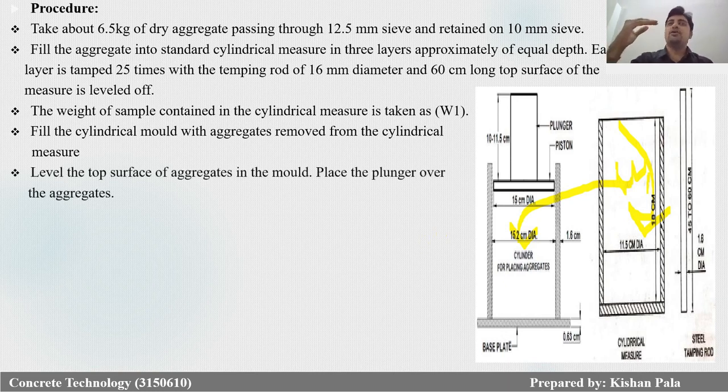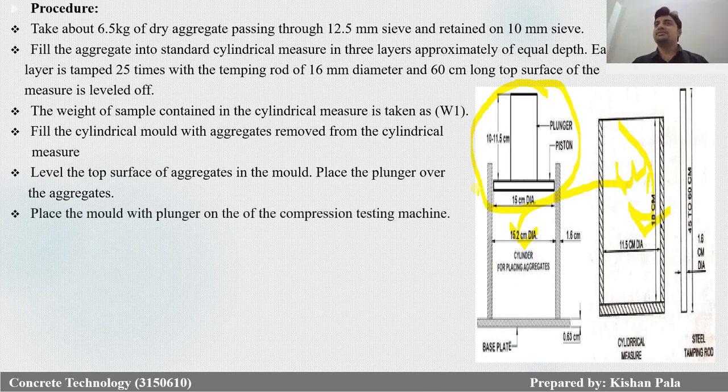and level the top surface of the aggregate in the mold and place the plunger. You can see in the photo, place the plunger on the aggregate. Now your setup is ready for loading. Place the mold with the plunger on the compression testing machine. Now you have to put your setup on the compression machine for applying compression load.